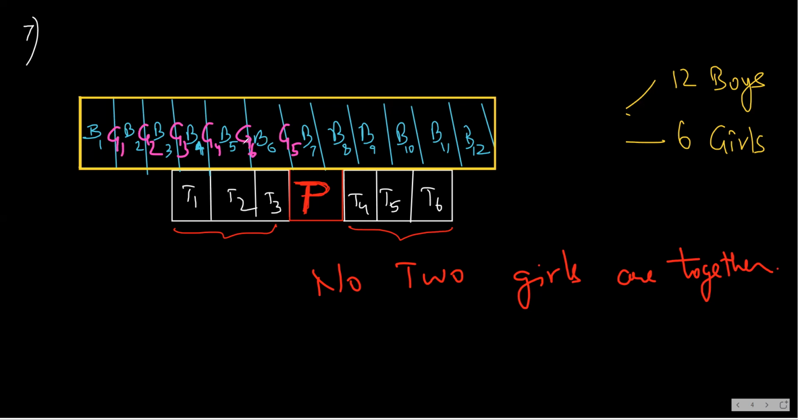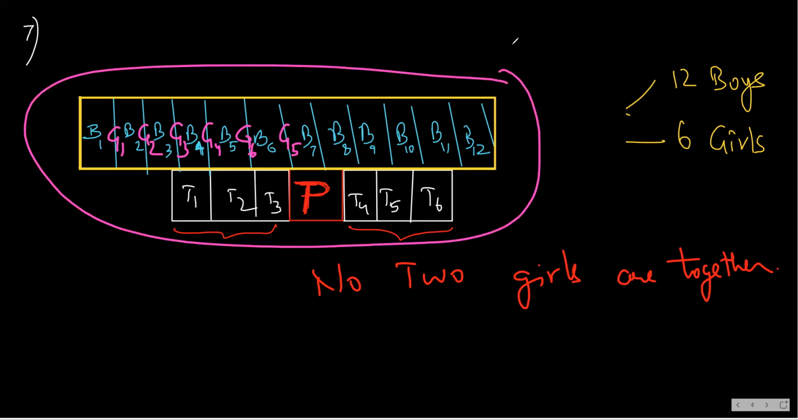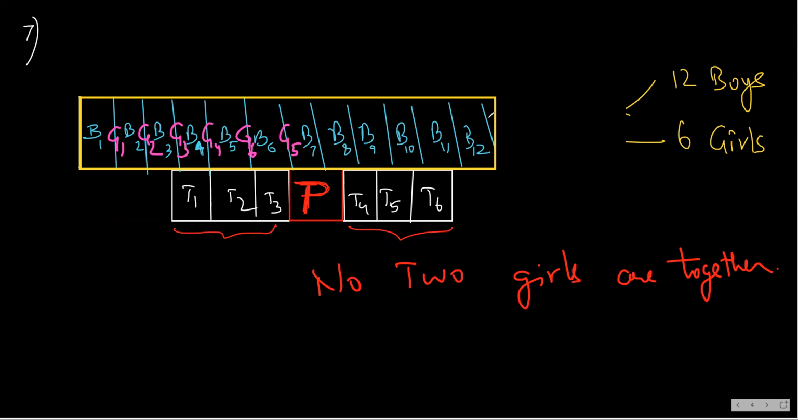Between two girls, there is at least one boy, because of which no two girls are together. So this is one kind of arrangement. See, there can be plenty of such arrangements. Try to understand, there can be plenty of such arrangements. This is one such arrangement which I am showing to you for explanation.